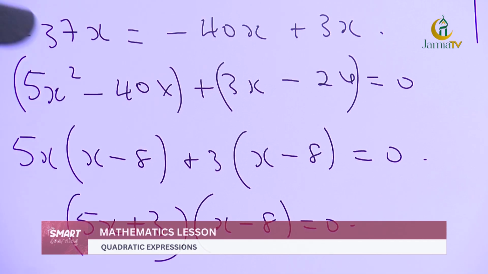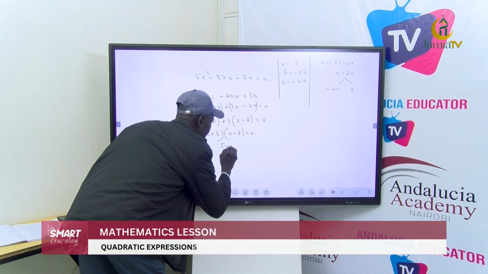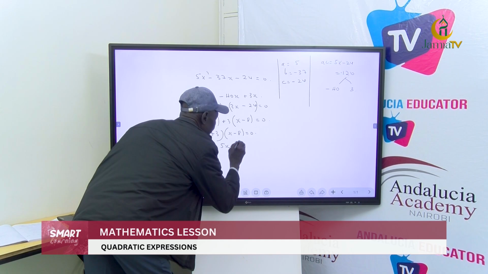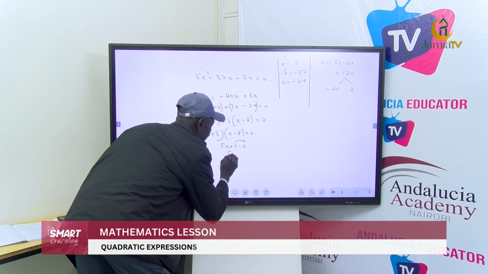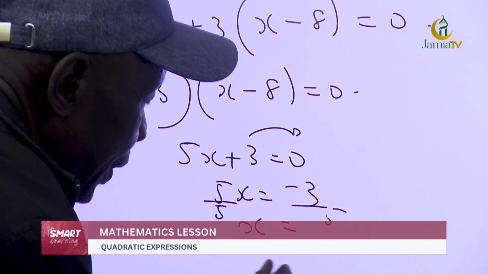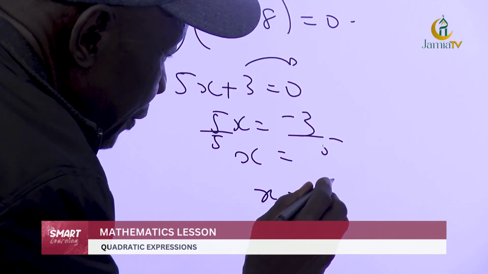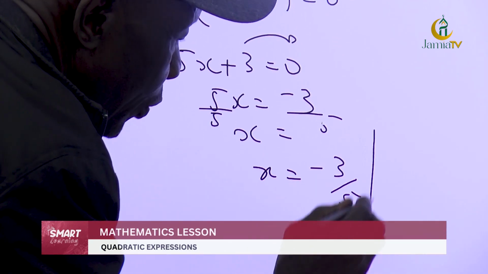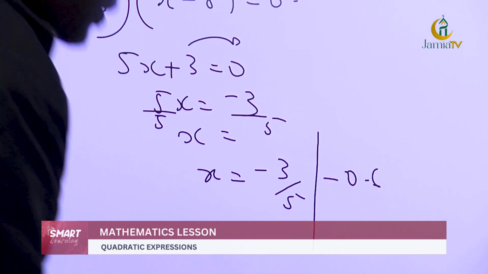So we are going to equate 5x plus 3 equals 0. Take the 3 to the other side. 5x equals negative 3. And for x, we divide both sides by 5. X is going to be equal to negative 3 over 5, or you can write it as negative 0.6.